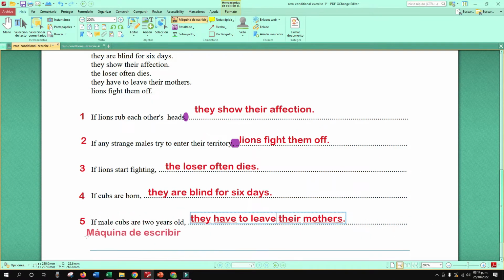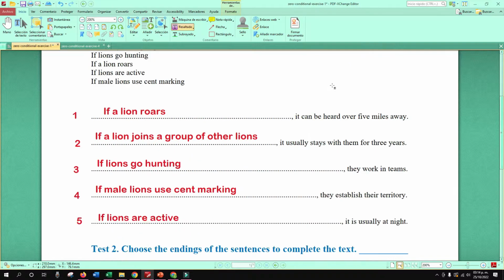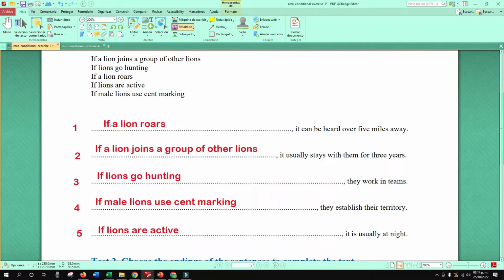So, condition, result. And don't forget here you need what? Comma, right? So, what about in this case? Again, if and then comma. Don't forget that structure, right?